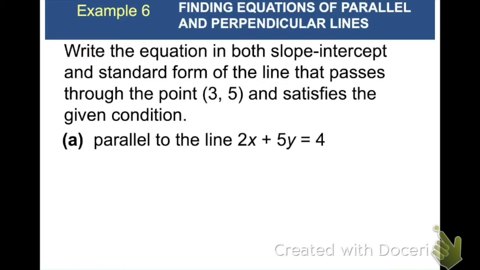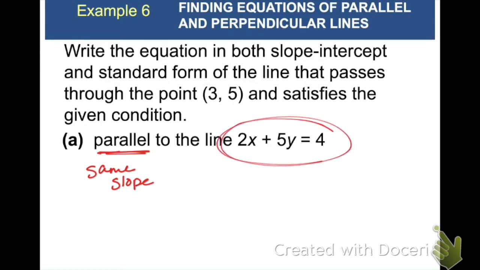So here's an example. I'm supposed to write an equation in both slope-intercept and standard form. So like I said, be careful on your homework, read your directions, of a line that passes through this point and is parallel to this line. Okay, parallel means the same slope. So I need to figure out the slope of this line, and I'm going to use that same exact slope in my new equation. So to find the slope of this line, I'm going to get y by itself, because if I get it in y equals mx plus b, I can tell what the slope is.